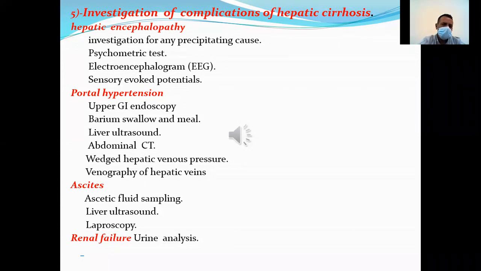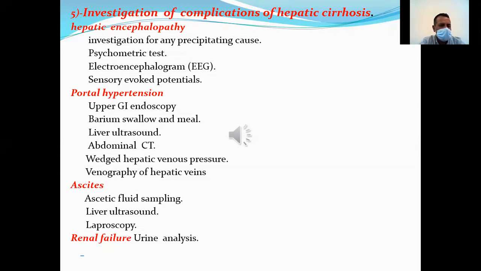If the liver cirrhosis is complicated by portal hypertension, how to confirm the diagnosis of portal hypertension? By upper endoscopy to see if there are varices. If there are esophageal varices, that indicates there is portal hypertension. Barium swallow and meal, also liver ultrasound or liver Doppler ultrasound, abdominal CT scan, wedged hepatic venous pressure measurement, venography of the hepatic vein can also be used in portal hypertension.